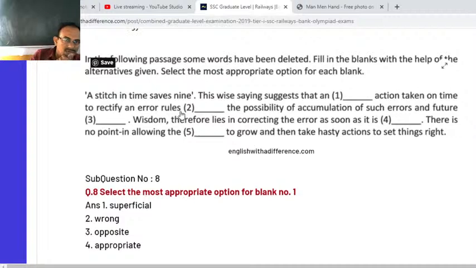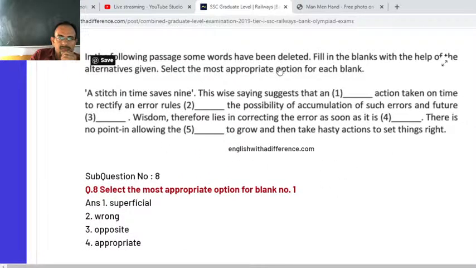Okay, now let's move on to this sort of exercise. You have to find out some words which have been deleted. For example, a stitch in time saves 9. This wise saying suggests that an dash action taken on time. Let me help you with the first one. In these gaps you have to find the suitable words. Actually, the words are given here in these options. This wise saying suggests that an appropriate action taken on time to rectify an error. So it should be appropriate here.